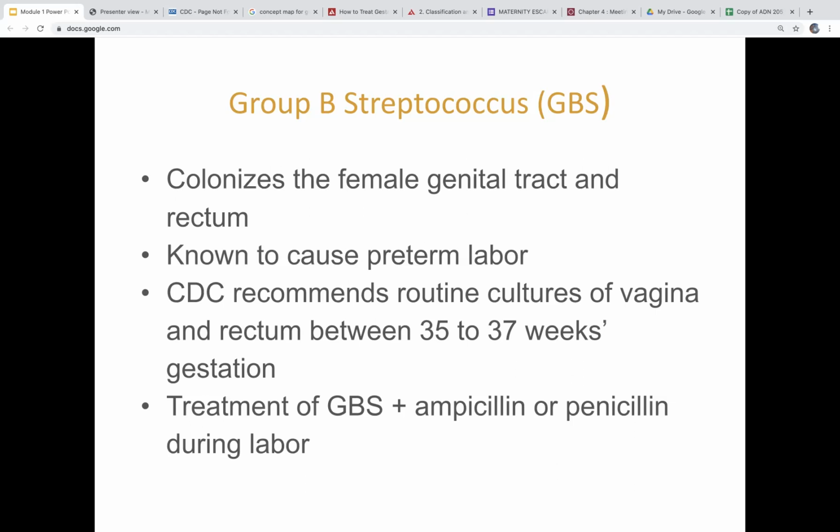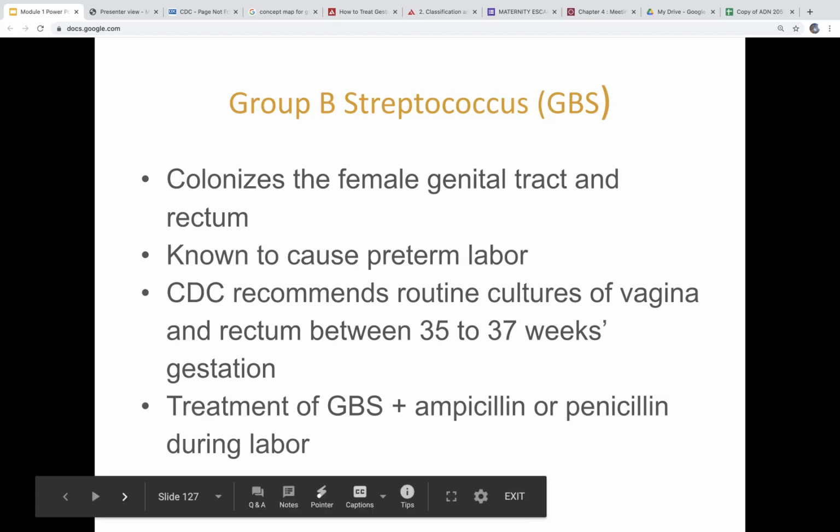Mom is checked, and she needs 2 doses of antibiotics prior to delivery, is the protocol. If mom has not had any prenatal care, then it is assumed, and I know we shouldn't normally assume, but we're going to assume that mom has GBS positive and we're going to treat prophylactically.